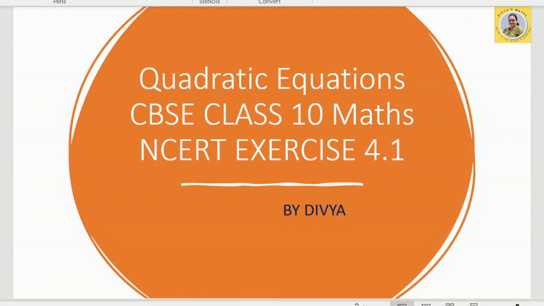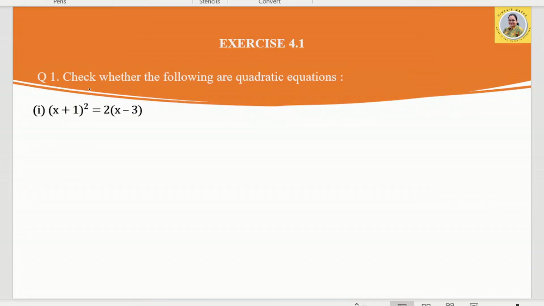Today we will be solving exercise 4.1 from the chapter Quadratic Equations. So the first question is, check whether the following equations are quadratic equations. So we need to check whether the following are quadratic equations.